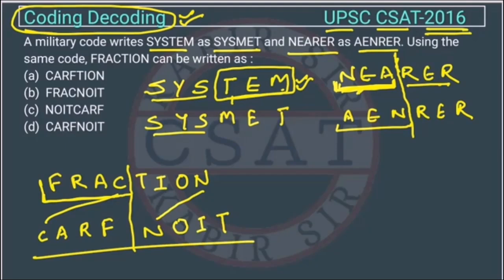Now let's check from the options, right? The second is not correct, the third, option C, is also wrong, right? Now this is CARF, then TI, this is NO, so option A is also wrong. So CARF NOIT, so option D is right. So the answer is option D.